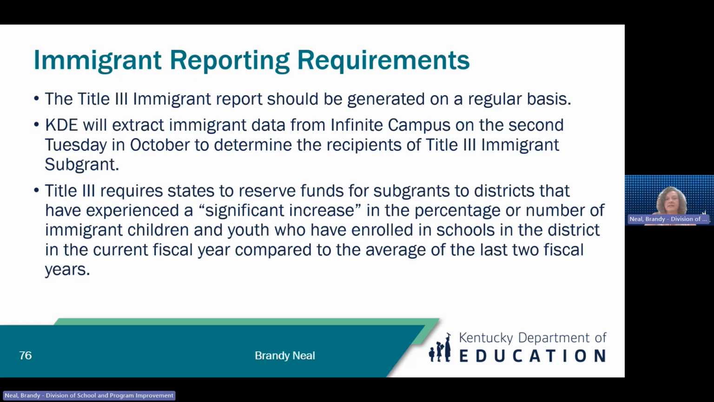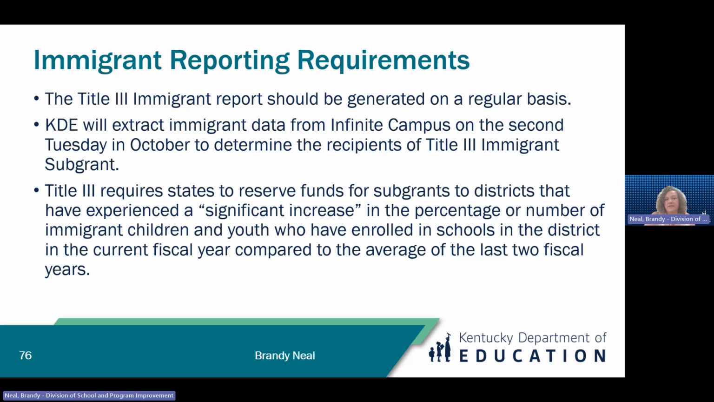Reporting requirements: the Title III immigrant report should be generated on a regular basis. And again, it's a good idea to have a policy on generating it regularly to ensure that you don't have errors. KDE will extract immigrant data from IC on the second Tuesday in October to determine the recipients of the Title III immigrant subgrant.